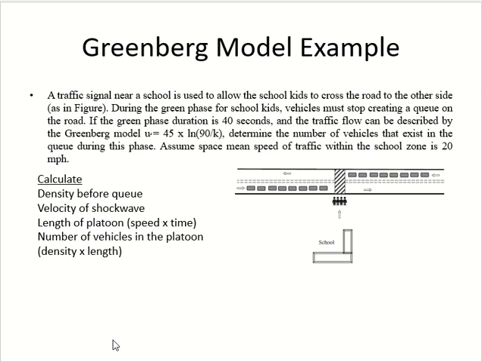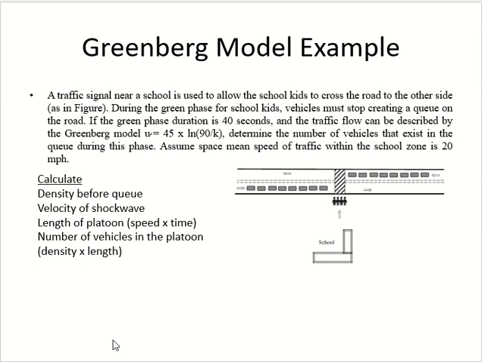Traffic flow can be described by this model, and the model is given with the constants which you require. Determine the number of vehicles that exist in the queue during this phase. So at the end of the phase, how many vehicles will be in the queue? Assume the space mean speed of the traffic within the school zone is 20 miles per hour.